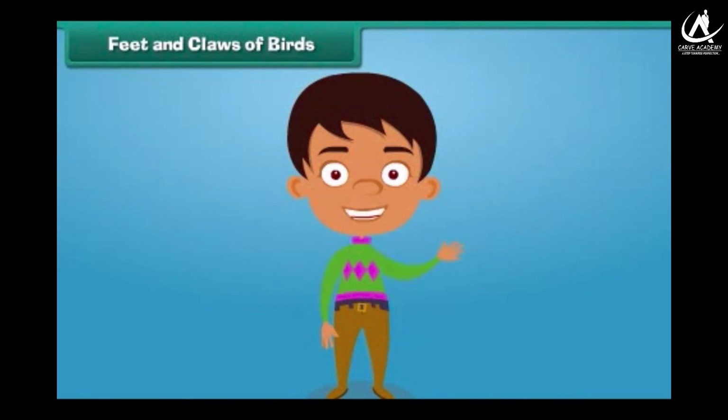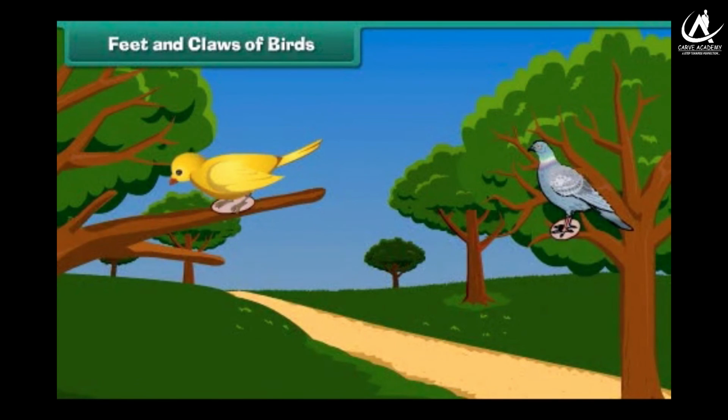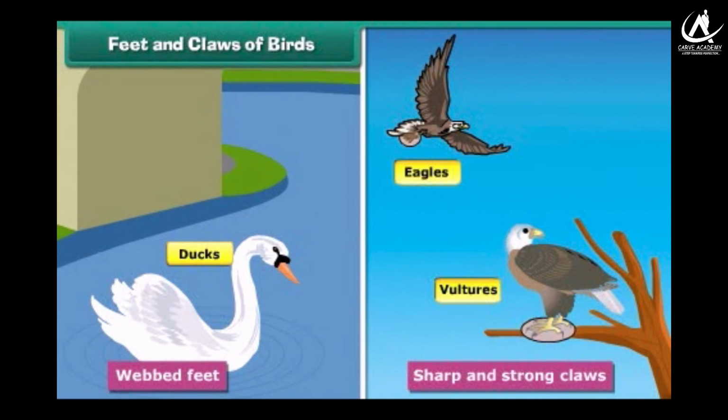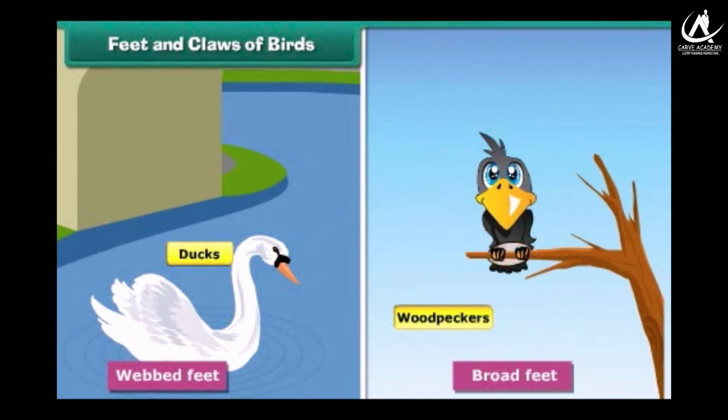As we all know, birds walk and hold food with their feet and claws. Different birds use their feet and claws differently. Vultures and eagles have sharp and strong claws to hold small animals, while ducks have webbed feet that help them swim in water. Woodpeckers have broad feet and they use their feet to climb the trees.